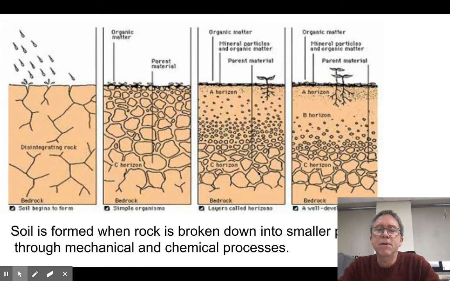Okay, so how does soil get here in the first place? Where did it come from? It's actually pretty fascinating. It turns out that it's a process that is fairly well known. We start off with bare rock, bedrock we'll call it.